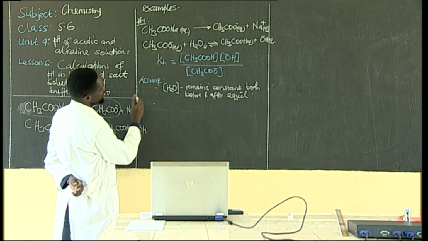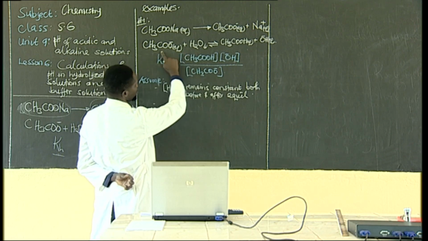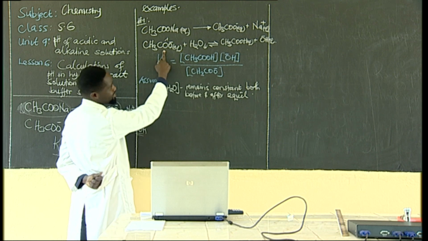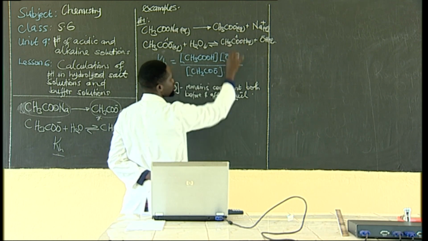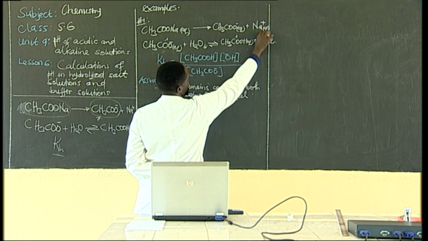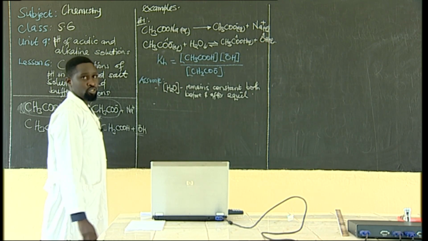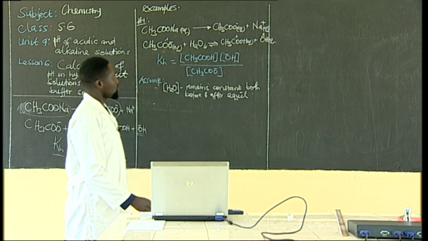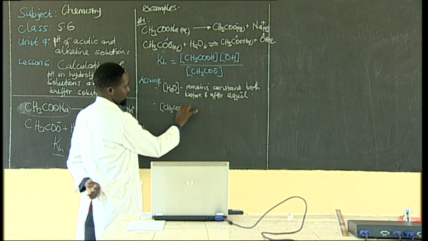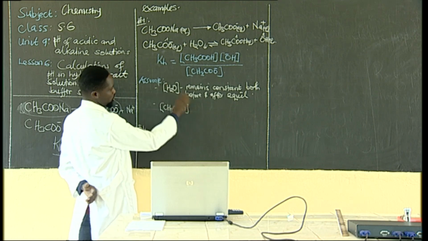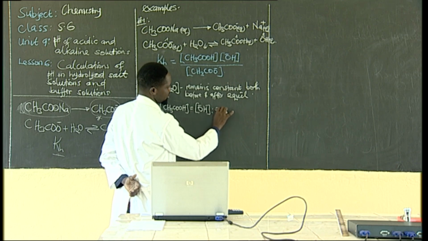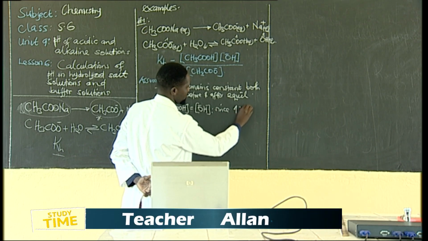The second is when you are looking at this equation, you notice that 1 mole of ethanoate ions is ionizing to give 1 mole of ethanoic acid and 1 mole of OH ions. So the ratio is 1 to 1. So indicating the concentration of un-ionized acid molecules is equal to the concentration of OH, since it is the ratio of 1 to 1.